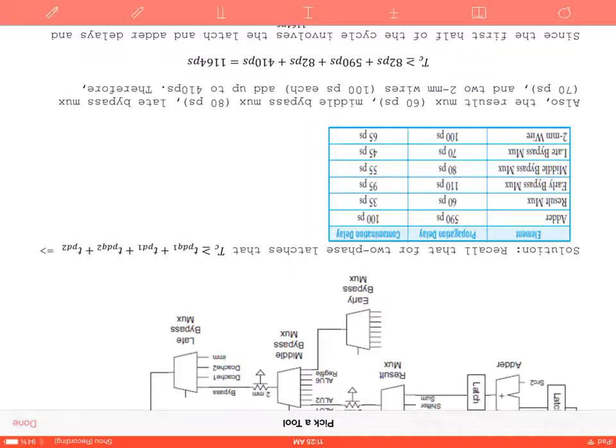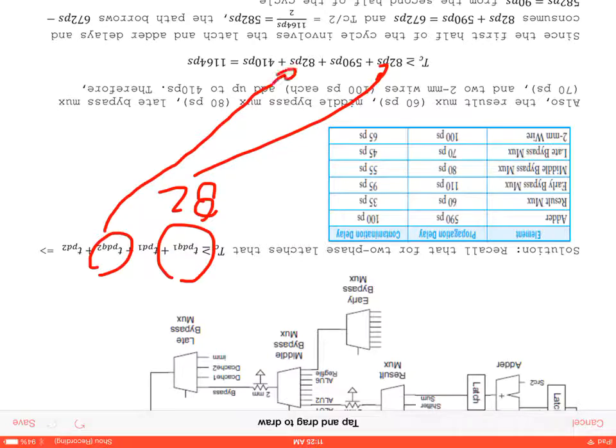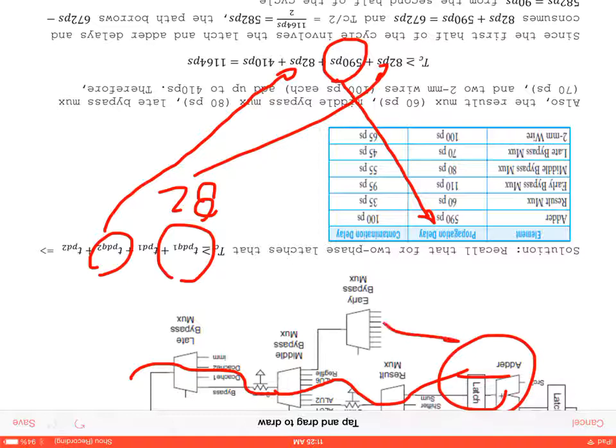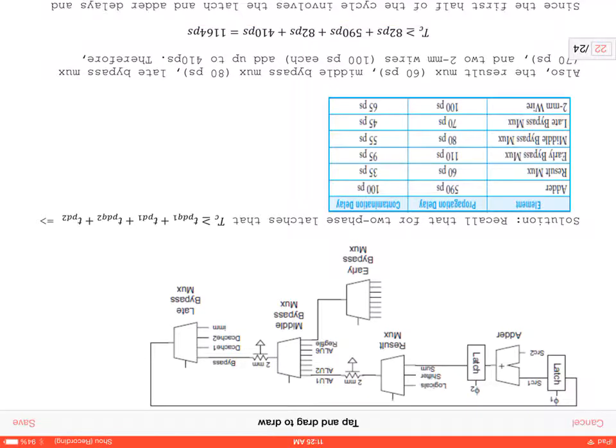Our T_pDQ is equal to 82 picoseconds as defined in the problem. Our D to Q1 is also 82 picoseconds, so this becomes 82 here, and this becomes 82 here. Here we have our 590 picosecond delay for our adder. So we have our adder. It's going to go through result mux, middle bypass mux, 2 wires, and the late bypass mux. So you have to account for the adder here. So we have our latch. And the reason why we set up the problem this way is because we have our first latch.